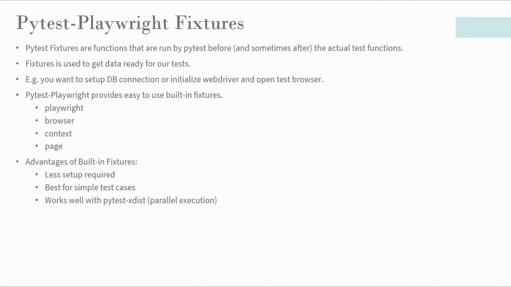Some of the advantages of these built-in fixtures, as I was saying, are that less setup or less code is required for you to write because these are already available for us, and they also work well with parallel execution. There is a plugin called pytest-xdist. These fixtures also work well with parallel test execution in PyTest because each of the tests will get a fresh context, if we are talking in terms of Playwright. Now let us see some examples of these fixtures that we are going to use throughout this course, or at least the ones which we need to know for writing tests with Playwright.